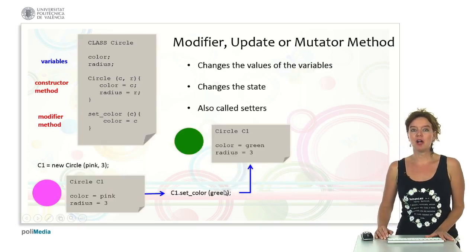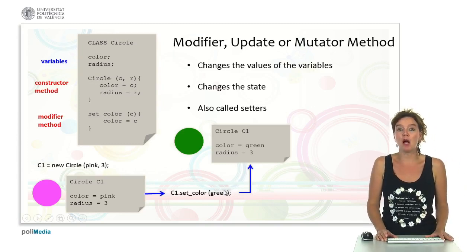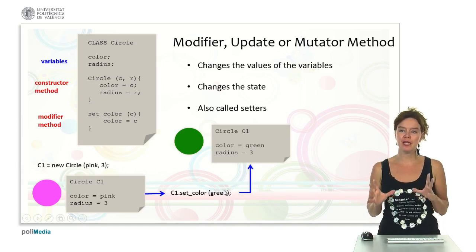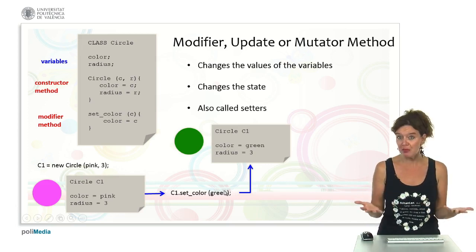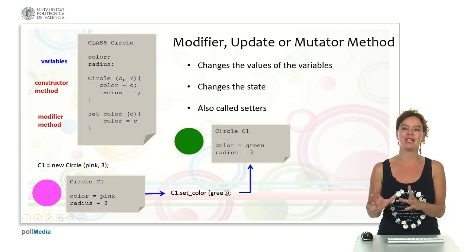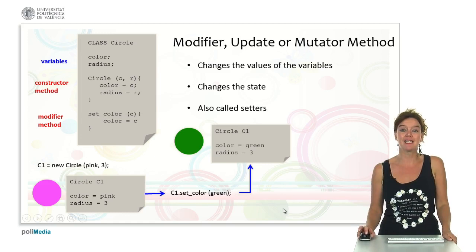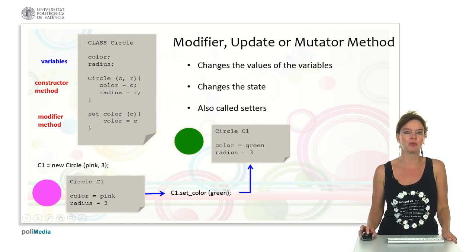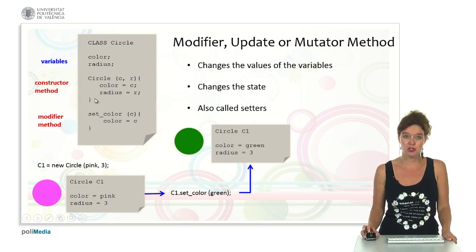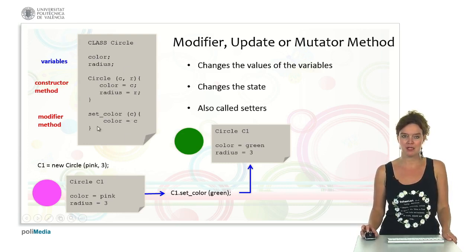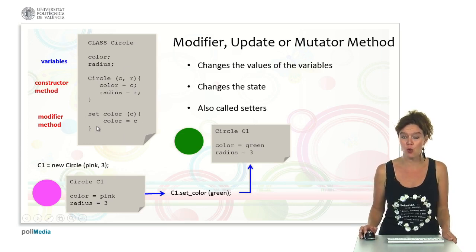Another type of methods are modifier methods, also called update methods or mutator methods or setters, because what these methods do is change, set or update the values of the variables in an object. So they actually change the state of an object. We've already seen some of these methods in the previous examples. Here we see our class Circle again with the variables, with the constructor method that we've just seen, and here you see an example of a modifier method, setColor. It sets a different color for an object.